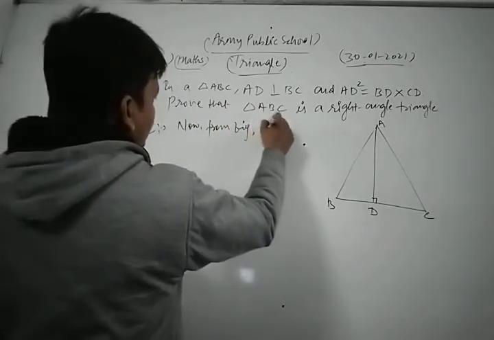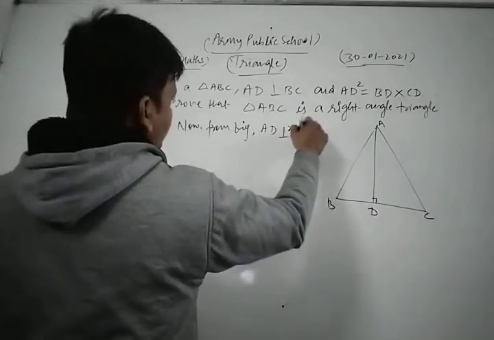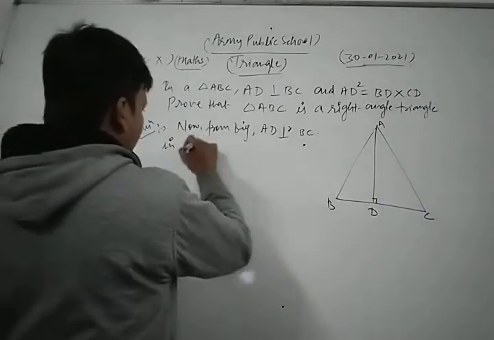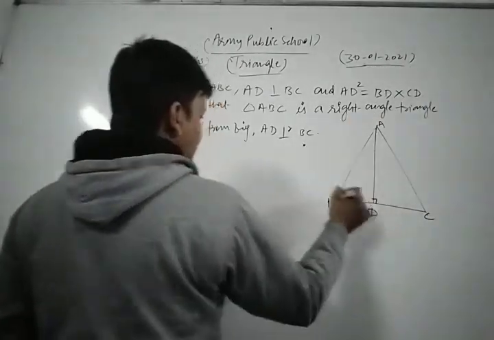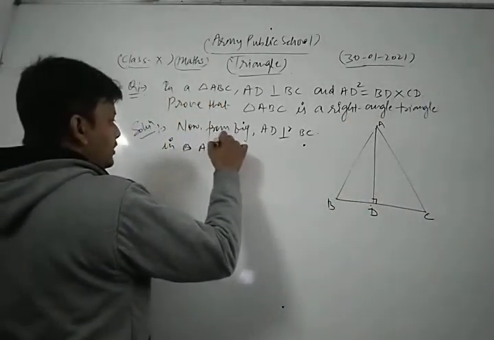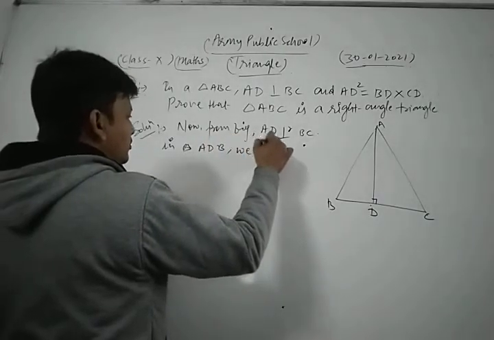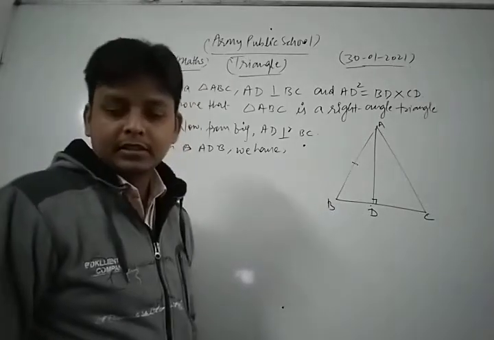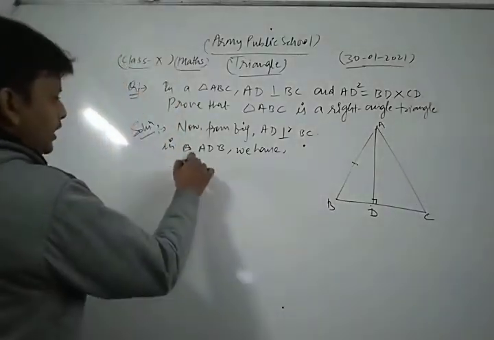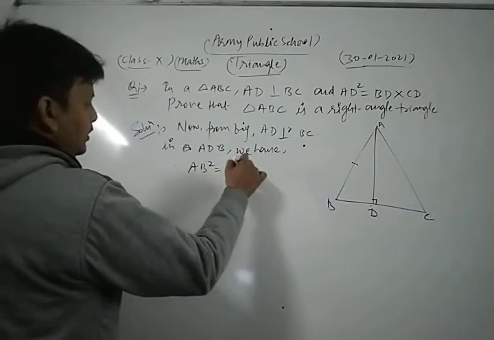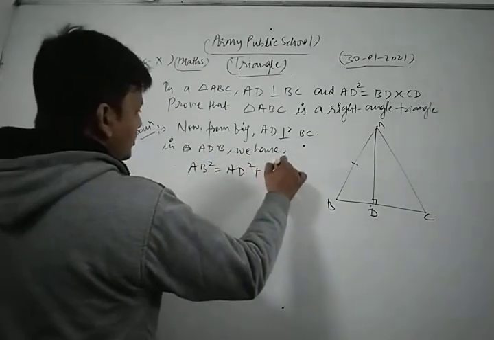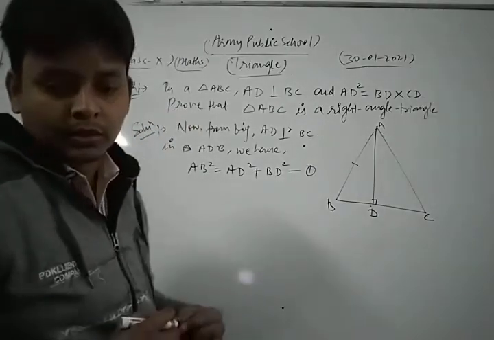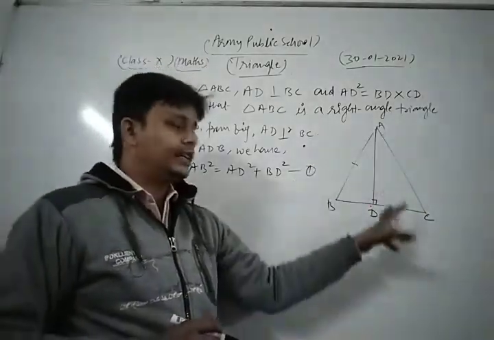From the figure, AD is perpendicular to BC, and now in right angle triangle ADB, this is the hypotenuse. So AB square is equal to AD square plus BD square. Take this as equation number 1. Similarly, in triangle ADC.